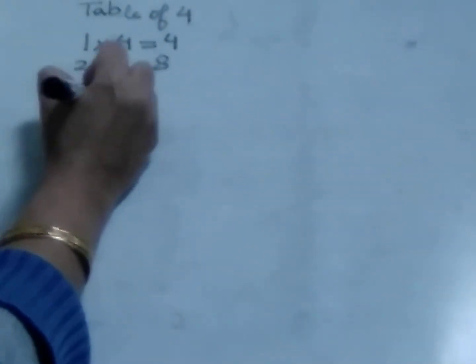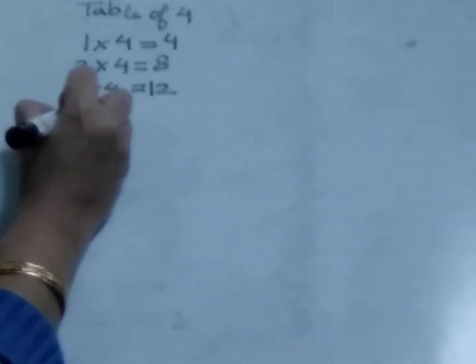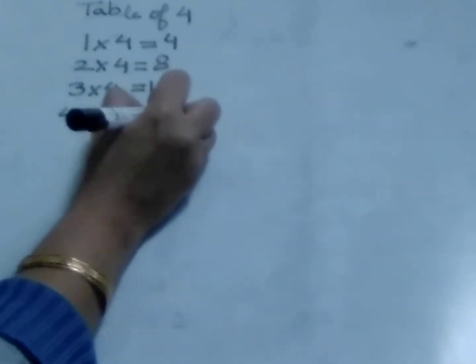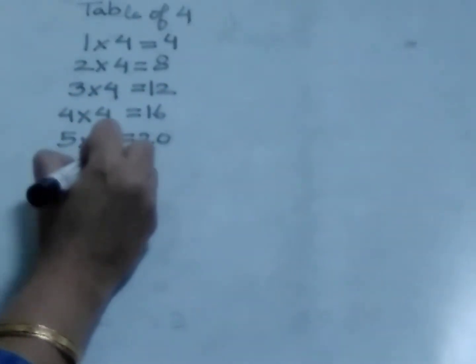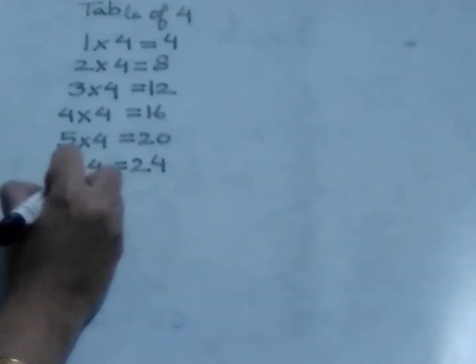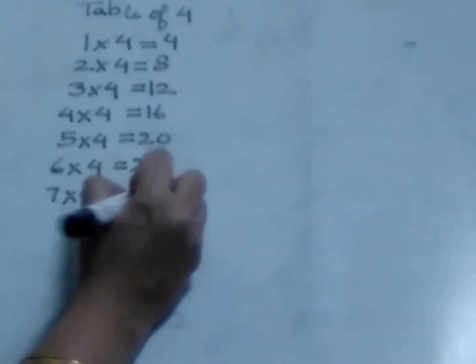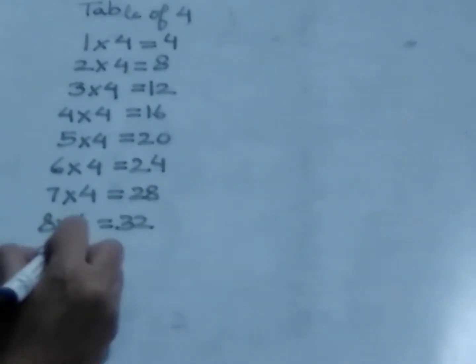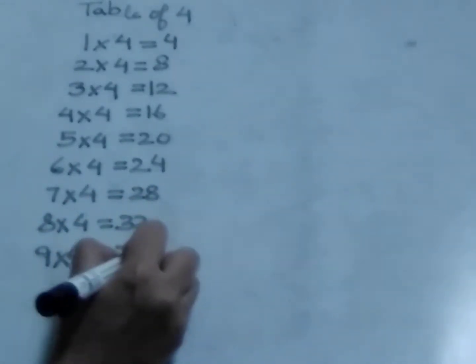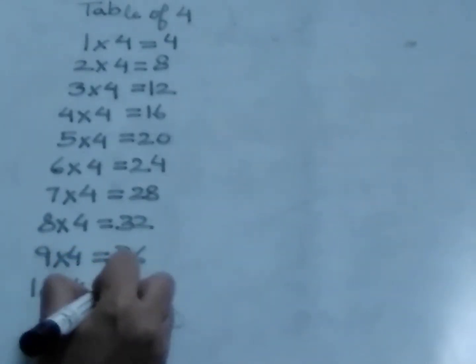Table of 4. 1 4s are 4, 2 4s are 8, 3 4s are 12, 4 4s are 16, 5 4s are 20, 6 4s are 24, 7 4s are 28, 8 4s are 32, 9 4s are 36, 10 4s are 40.